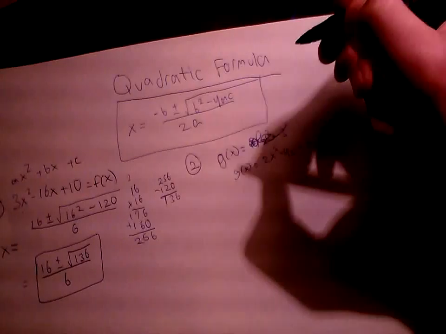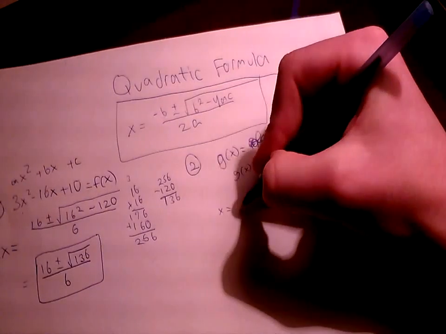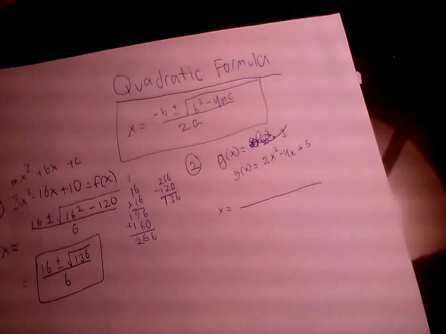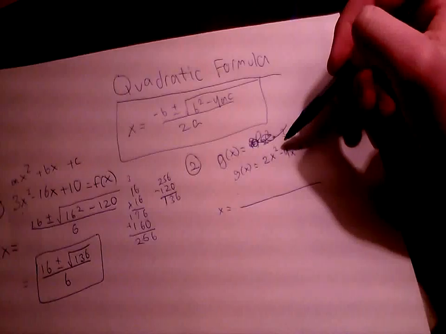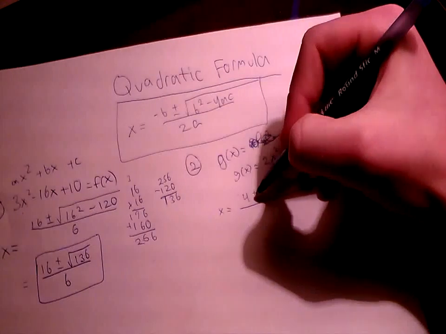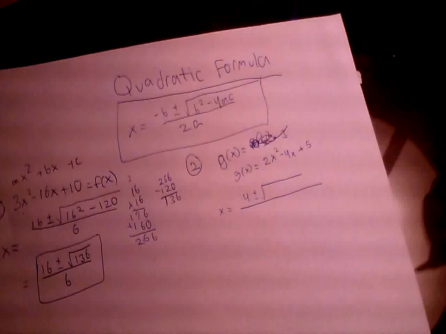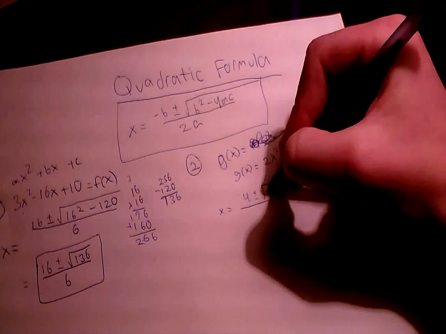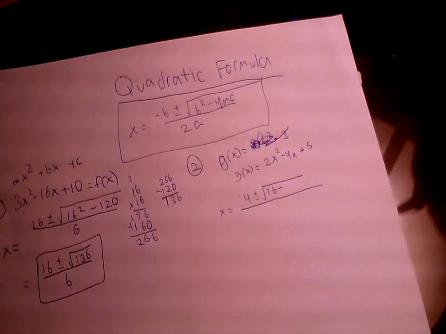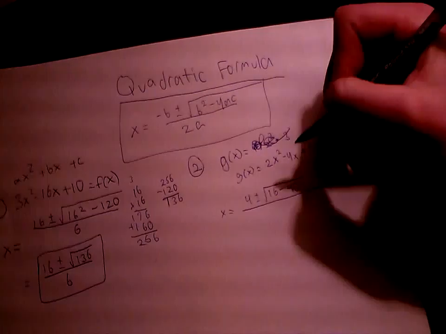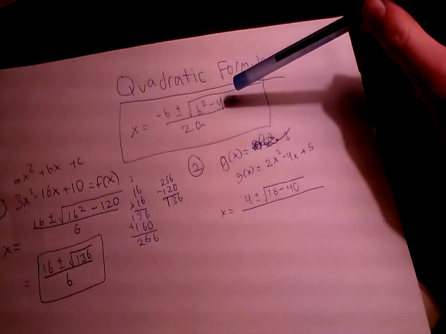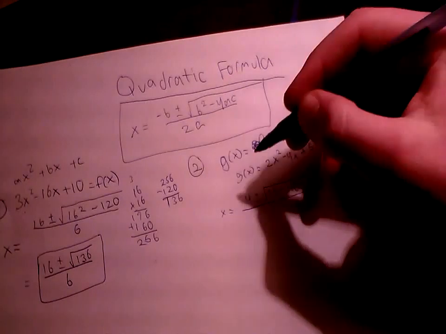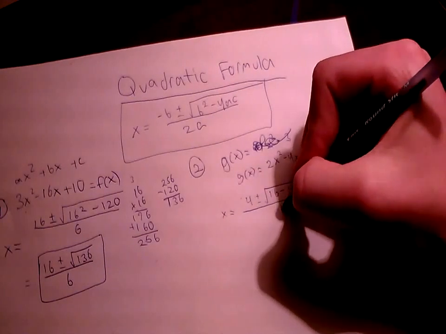All right, now let's go through the process. x equals b. b is negative 4, so the negative of negative 4 is positive 4, plus or minus the square root of b squared, so negative 4 squared is 16, minus 4 times a times c, so 4 times 5 is 20, times 2 is 40. Let me just check my math here. 4ac, so 4 times a, which is 2, times c, which is 5, is 40. All right, all over 2a. Well, 2a is 2 times 2, which is 4.